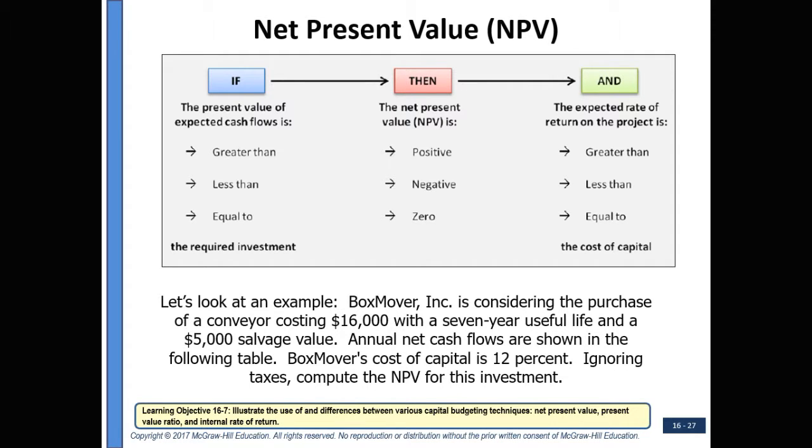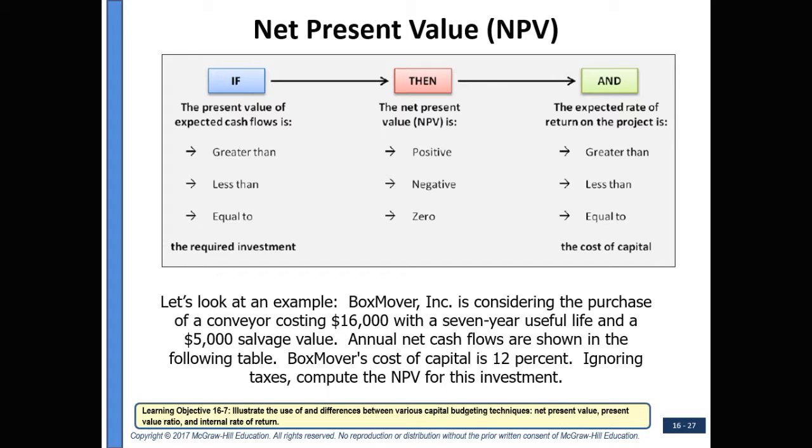If the net present value is positive, the project is acceptable, since it promises a return greater than the cost of the capital. If the net present value is 0, it is considered acceptable since it promises a return equal to the cost of capital. And if the net present value is negative, it is typically deemed not acceptable since it promises a return less than the cost of capital.